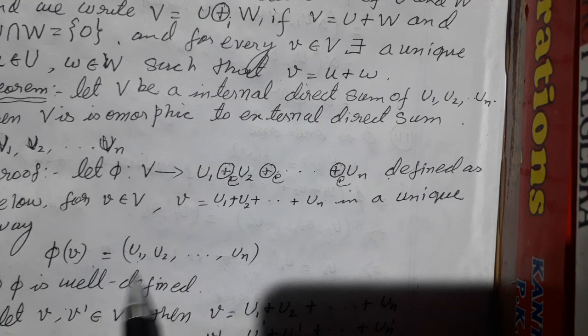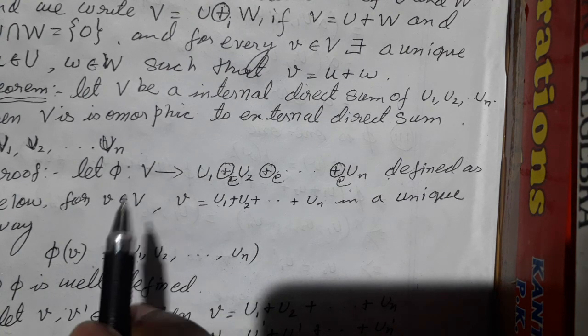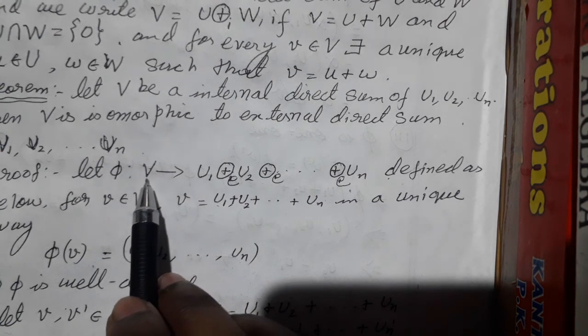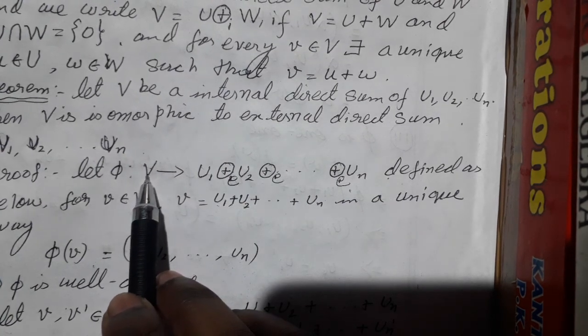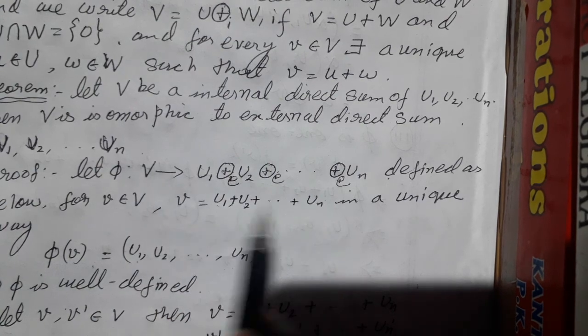Now we have to check that this is well defined. So I take two elements in V. If I take two elements, the elements will look of this type.